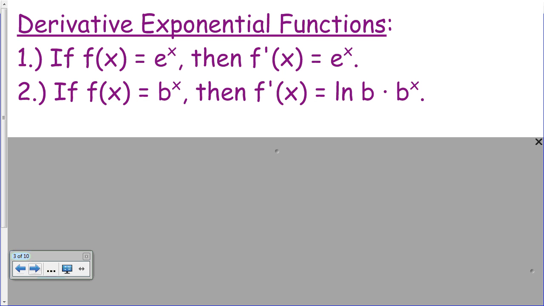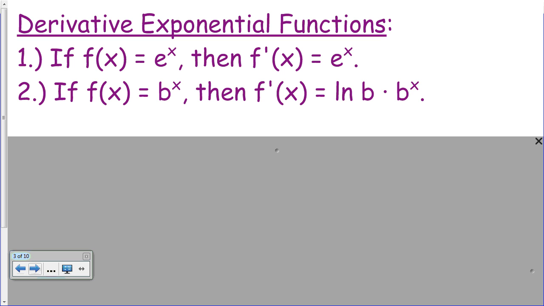All right, so here are our derivatives of the exponential functions. We'll start with the one that actually turns out to be the nicest of them, and that's a base e. The rule for the derivative of e to the x: if f of x is equal to e to the x, then f prime of x turns out to be e to the x times the natural log of e, but natural log of e is 1. So it turns out the derivative is just e to the x.